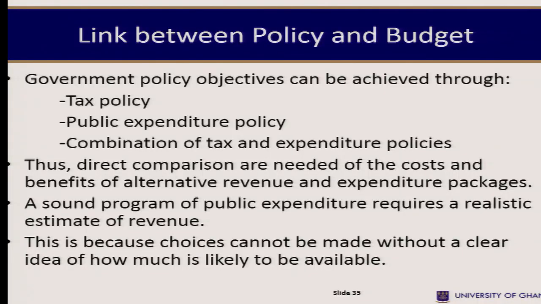So let's look at the link between policy and budget. Government policy objectives can be achieved through tax policy, public expenditure policy, and a combination of tax and expenditure policies. Thus, direct comparisons are needed of the costs and benefits of alternative revenue and expenditure packages. Now, what this means is that a budget is nothing more than government intentions that are couched in activities, and these activities are given price tags.